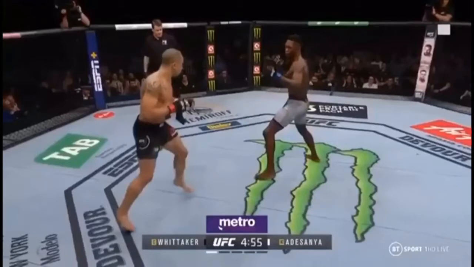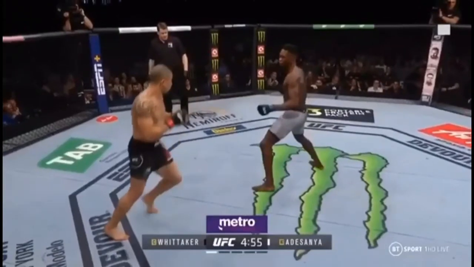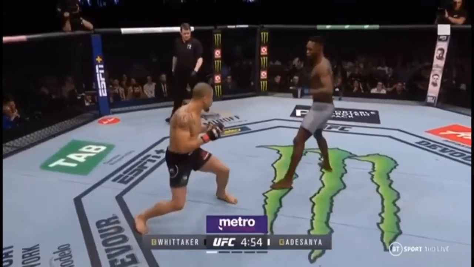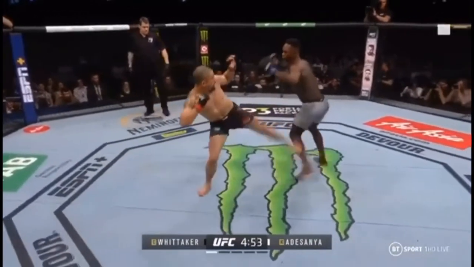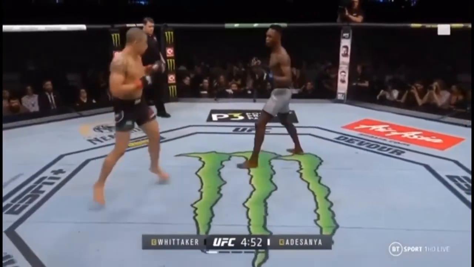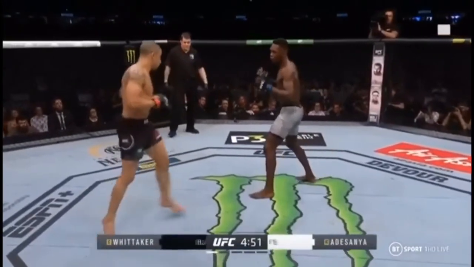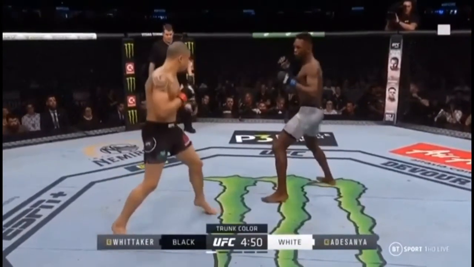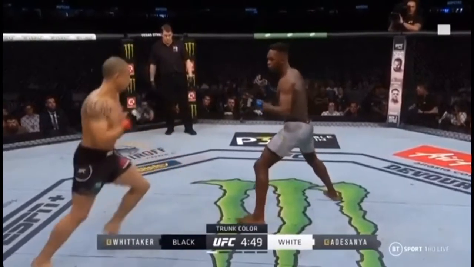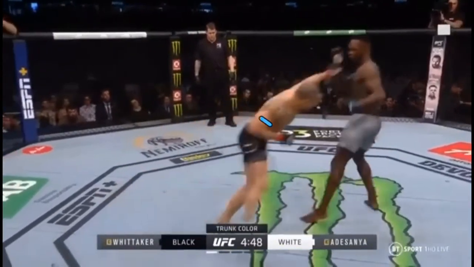For the first couple of minutes of this fight, all Israel does is look to pick traits and patterns up off Robert, and this is the biggest one. He keeps on dipping his head to the right. So we'll watch this clip in slow-mo. Just look for Robert's head. It's gonna dip towards the right.